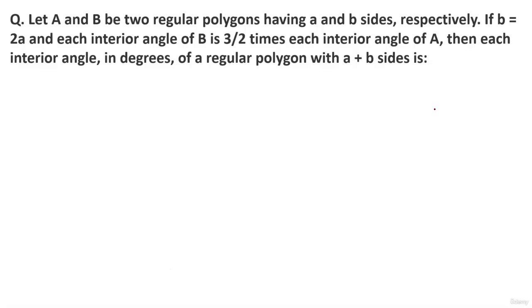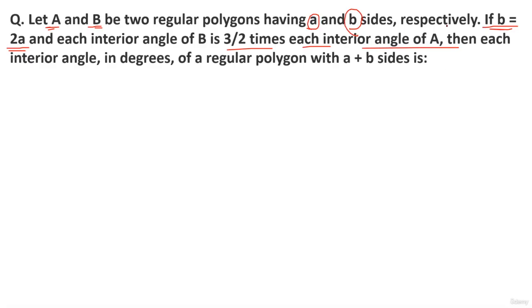First, that there are two regular polygons. Okay, capital A is one, the other is capital B. Okay, capital A has A number of sides and capital B has B number of sides. They are giving you the relation between A and B. So B, small b, is nothing but 2A. So number of sides on the polygon, regular polygon B, is twice of A, right, in this case. And each interior angle of B is 3 by 2 times each interior angle of A.